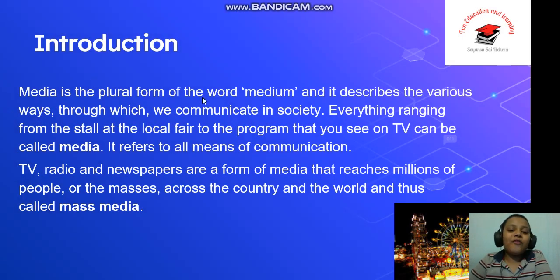Introduction. Media is a plural form of the word medium, and it describes the various ways through which we communicate in society. Everything ranging from the stall at the local fair to the program that you see on TV can be called media. It refers to all means of communication. TV, radio and newspaper are a form of media that reaches millions of people, or the masses, across the country and the world, and thus are called mass media. Okay, so media is communication between two or more people. It is like a river on which a boat is sailing, and on board are TV, radio, newspapers, magazines, etc.